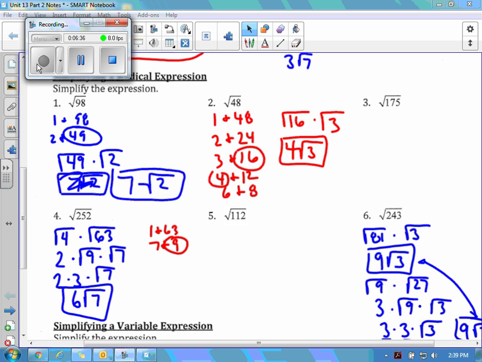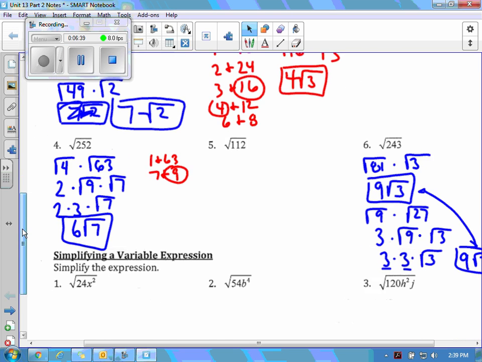So try numbers 3 and 5 there. Again, if you need help, let me know. I understand this is not the easiest concept in the world.